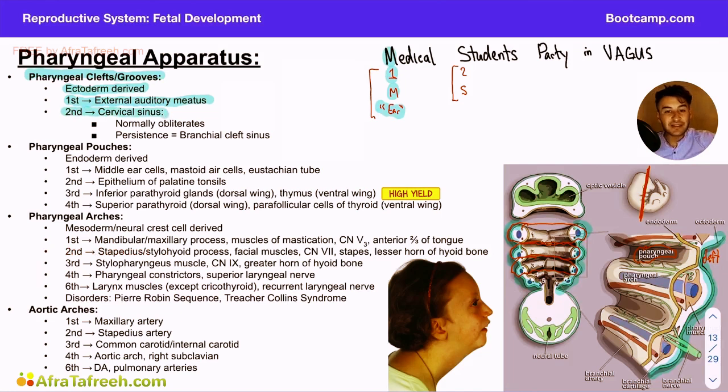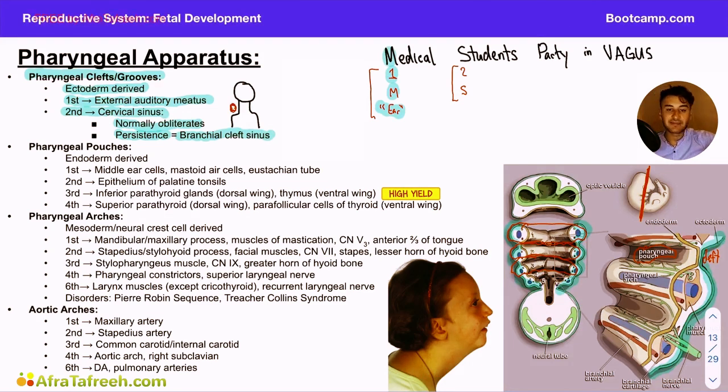Next we have our second cleft, which is going to turn into the cervical sinus, and this cervical sinus is normally going to obliterate. However, we can have some pathology when this obliteration fails, and if it persists, we're going to get something called a branchial cleft sinus, and this is going to be important in terms of differential making because branchial cleft sinuses are located laterally.